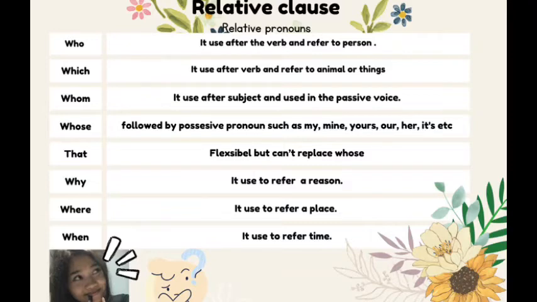Number 7, where. It is used to refer to a place. For example, this is the place where I was born. And the last one is when. It is used to refer to time. For example, my favorite day is Sunday when my grandparents visit us.